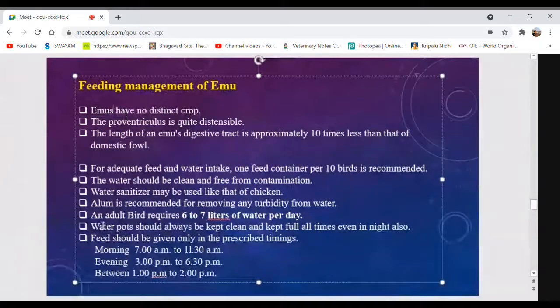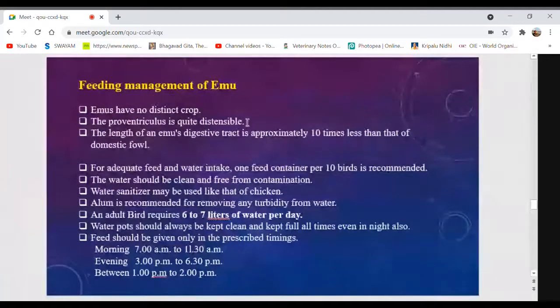They do not have a crop. This is a peculiarity of the digestive system. The proventriculus is quite distensible, because the crop is not there, therefore this proventriculus is somewhat bigger. The length of an emu's digestive tract is approximately 10 times less than that of domestic fowl.